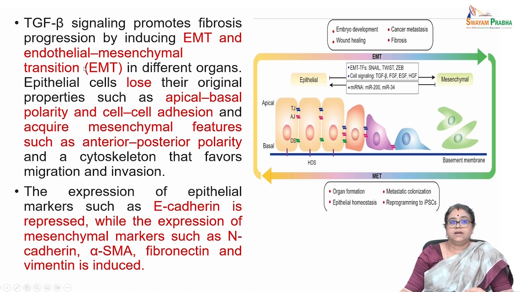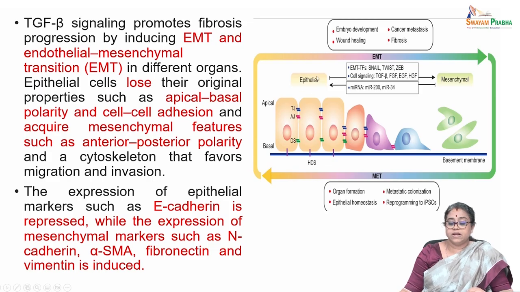EMT is epithelial to mesenchymal transition in different organs. Now, what you see here is basically an epithelial cell. You can see there is a tight junction there. The cells are placed in a particular apical order. So, you have the basal side and the apical side, and all these cells are adhered to each other with the help of these junctions.